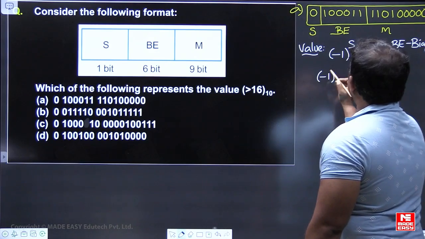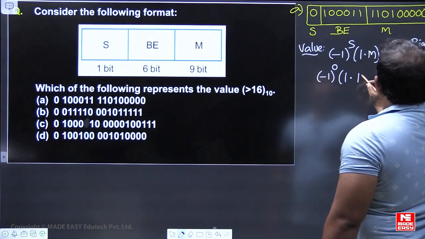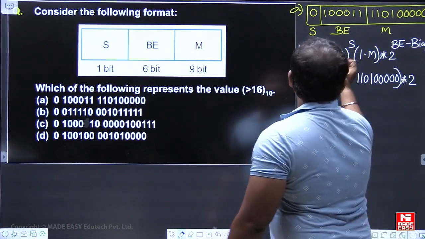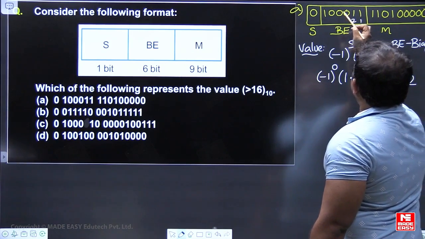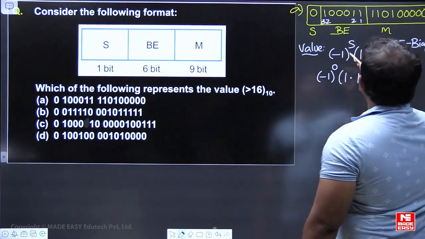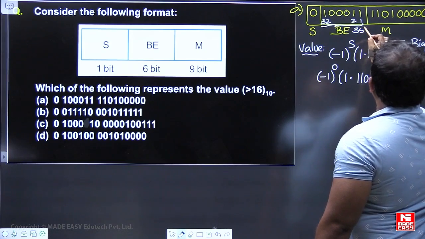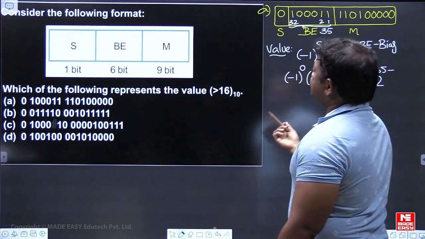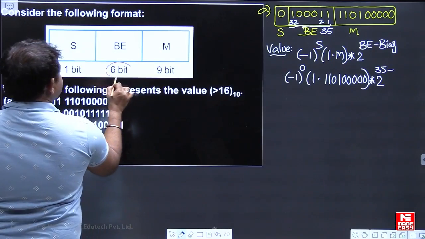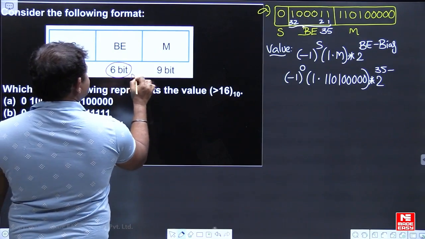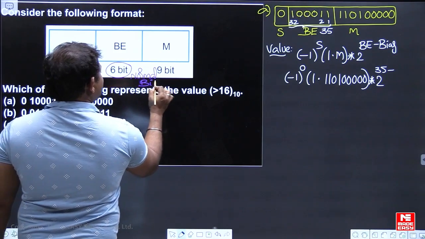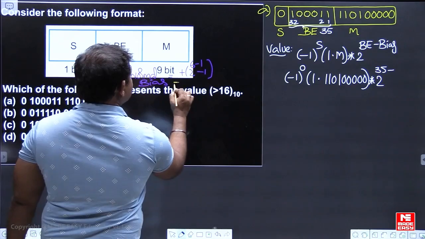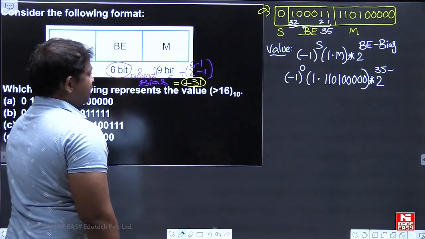So minus 1 to the power of S, 0, 1.m is 1101 00000, into 2 power BE. What is the BE value? See this: 1, 2, 4, 8, 16, 32. This is total 35. BE value is 35, so 35 minus bias. What is the bias? Bias depends on the format. Here this is a 6-bit BE, so the normal bias is 2 power 6 minus 1, minus 1, which is equal to plus 31. 31 is the bias of the given format.